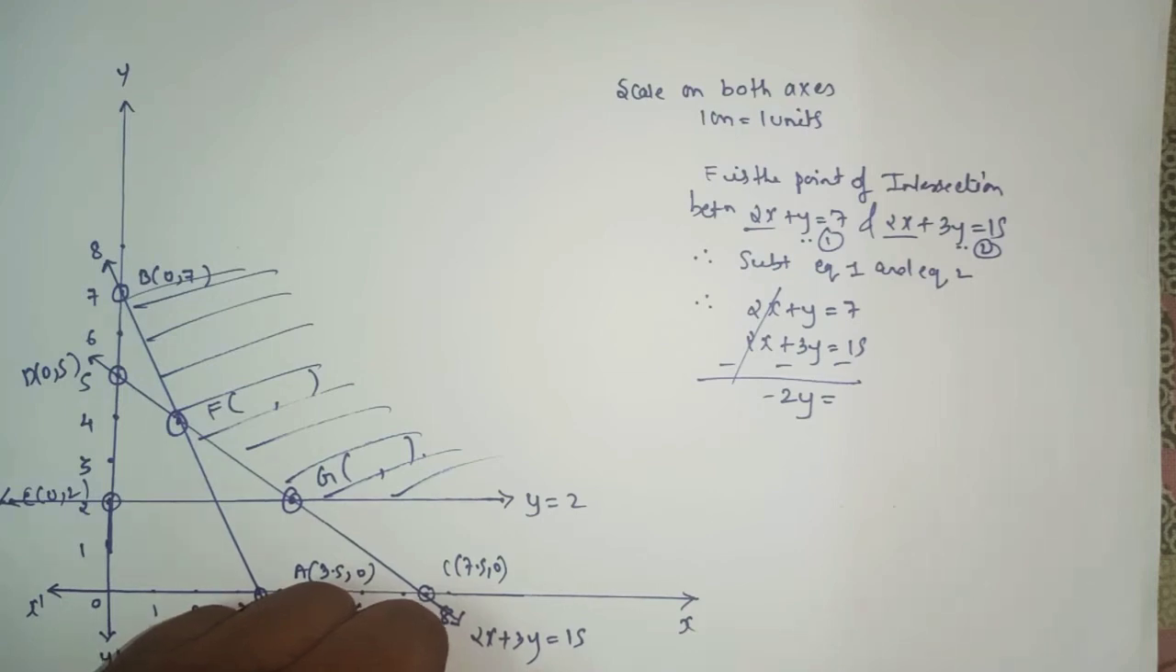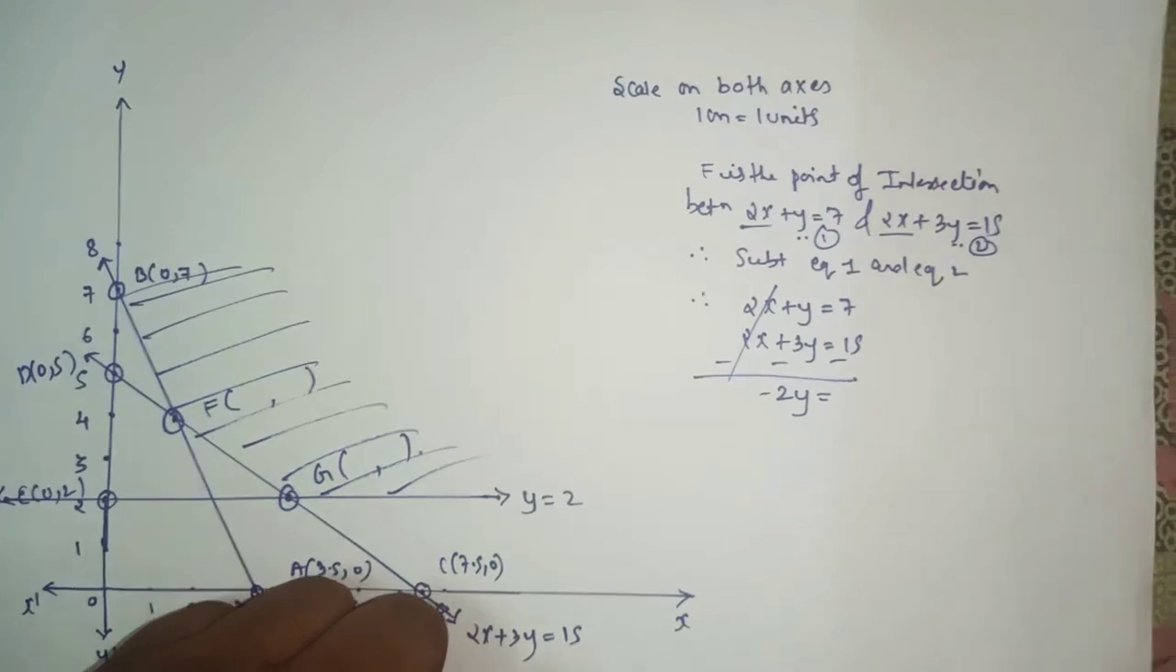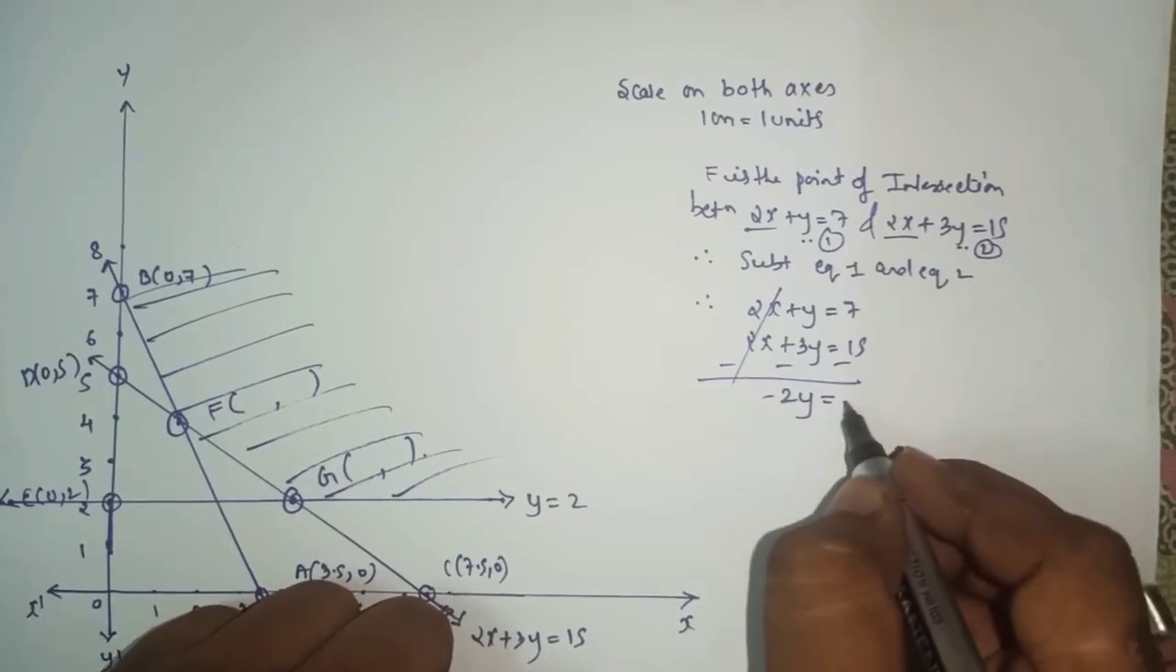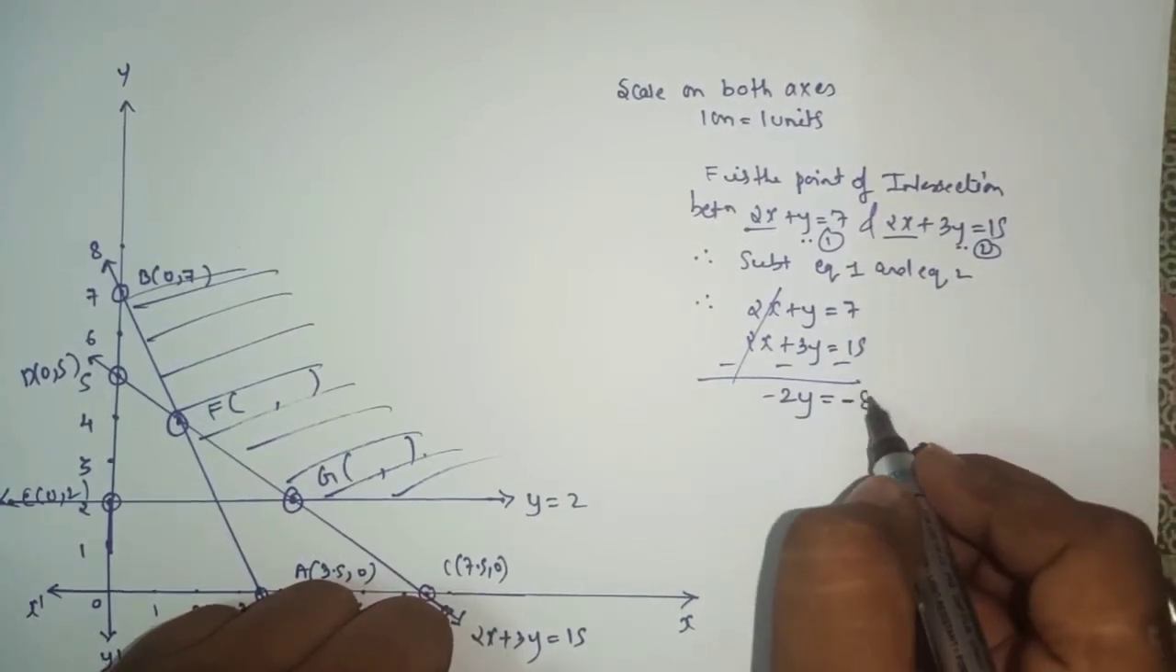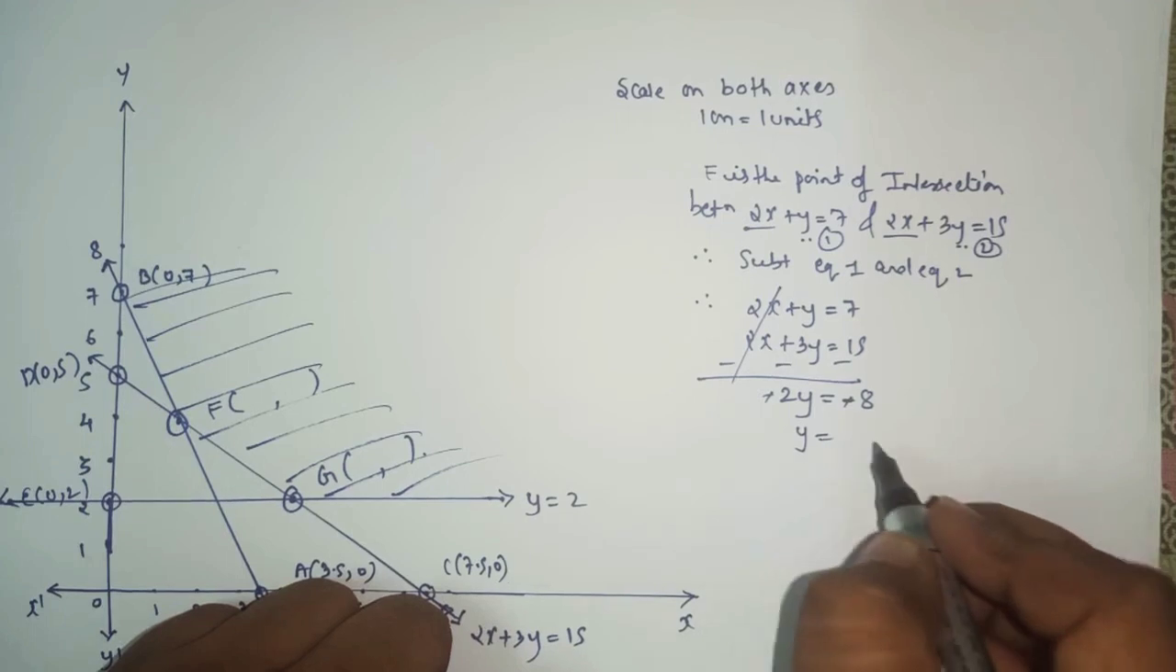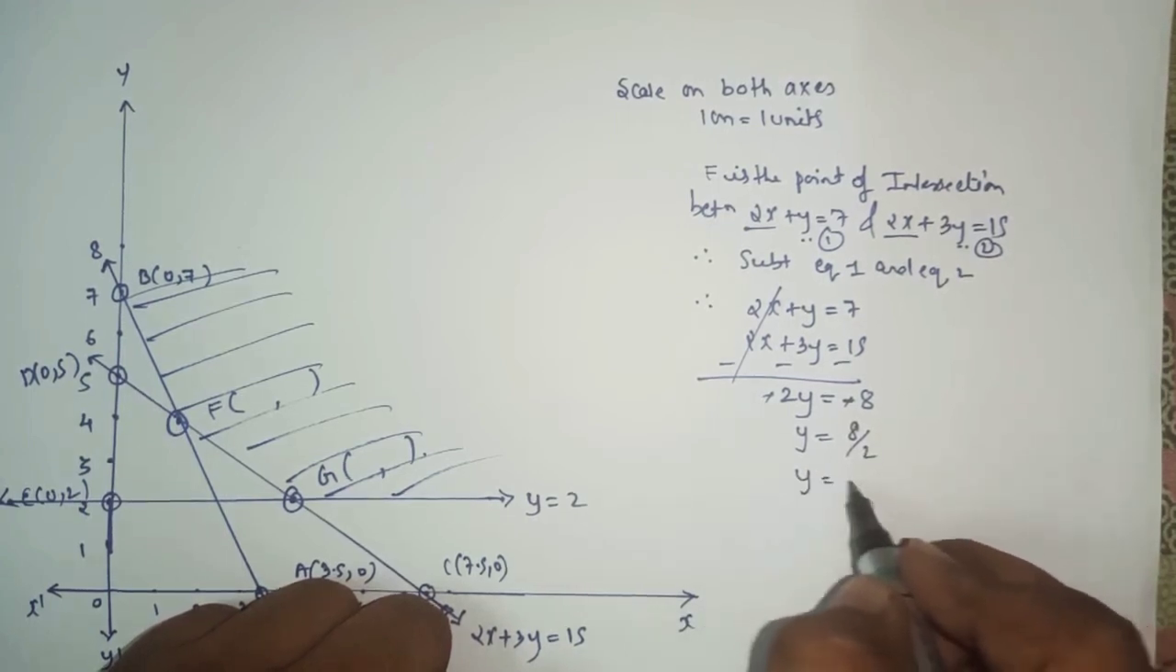Understood? The next part will be what? 7 minus 15 is minus 8, so the minus signs get cancelled, so y equal to 8 by 2, y equal to 4.